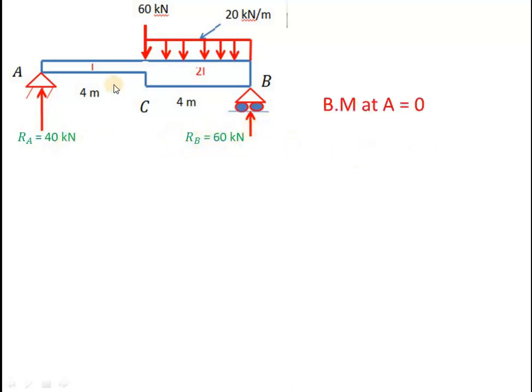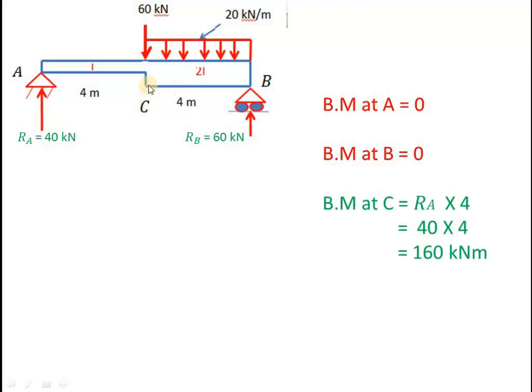Now let us calculate the bending moment at A, which is simply supported, so it is 0. Similarly, the bending moment at B is also 0. Now we have to calculate the bending moment at C, either considering the left side of C or the right side of C. Let us consider the left side because there are minimum loads in between AC. So directly, 40 into 4, clockwise positive, that is RA into 4, equals 160 kilonewton meter, which will be the bending moment at C.